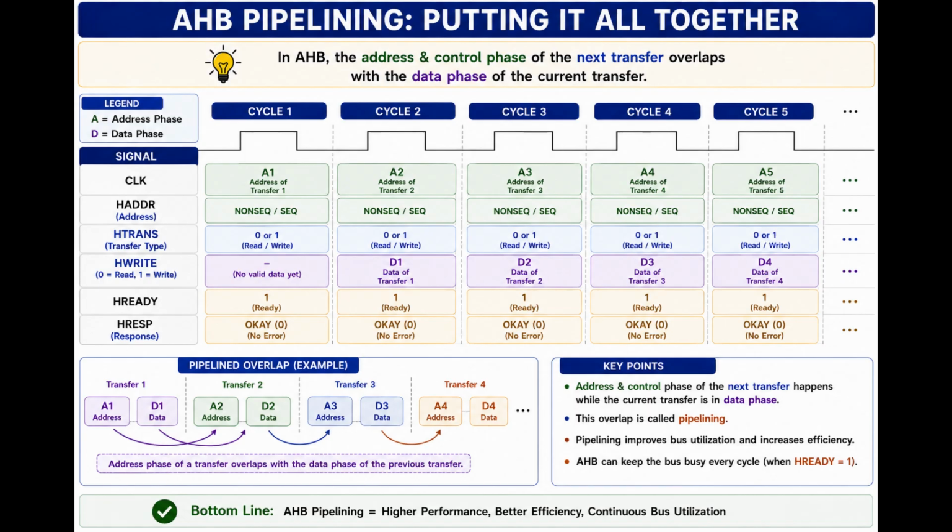This overlap improves bus efficiency because the bus does not need to wait for one transfer to completely finish before preparing the next one. So in a pipelined AHB transfer, the address phase of one transfer and the data phase of the previous transfer happen at the same time. This pipelining is one of the key features that allows AHB to achieve efficient and high performance data transfer.